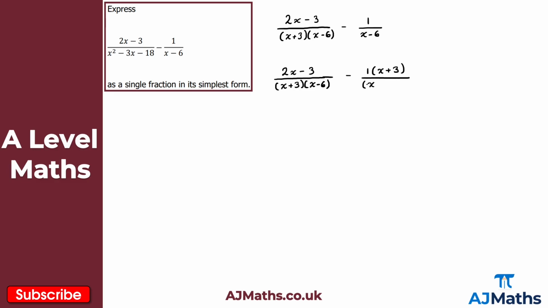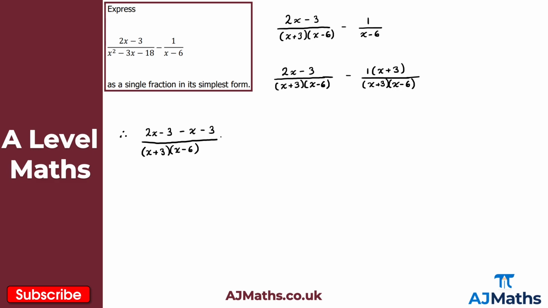In fact, let me do it in order again. So x plus 3 times x minus 6 there. Okay, so now what I've got is a common denominator, so now I can put these over one denominator. Therefore what we have now is 2x minus 3 minus 1 lot of x plus 3. So that's minus x minus 3. That's all over this single denominator of x plus 3 and x minus 6.